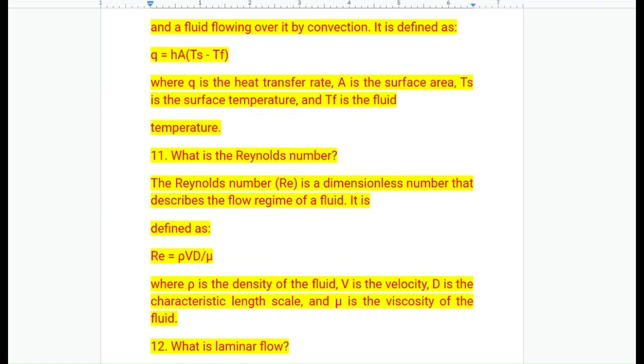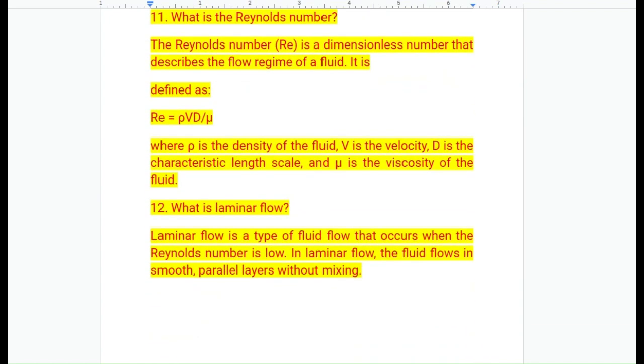11. What is the Reynolds number? The Reynolds number, Re, is a dimensionless number that describes the flow regime of a fluid. It is defined as Re = rho V D/mu, where rho is the density of the fluid, V is the velocity, D is the characteristic length scale, and mu is the viscosity of the fluid.